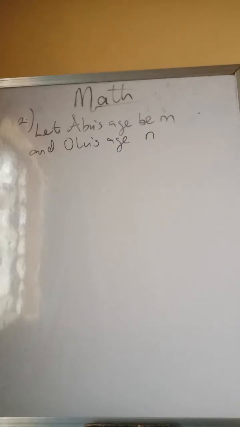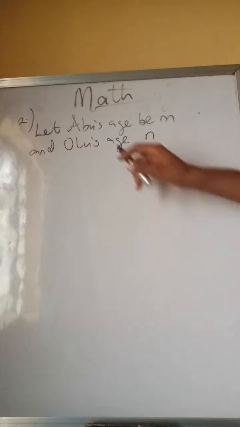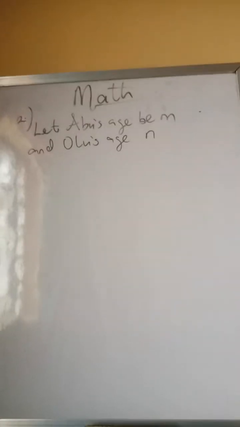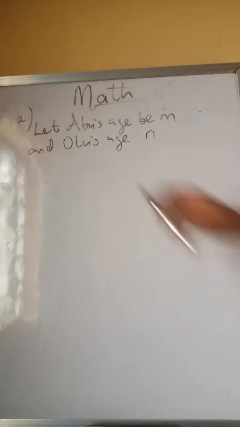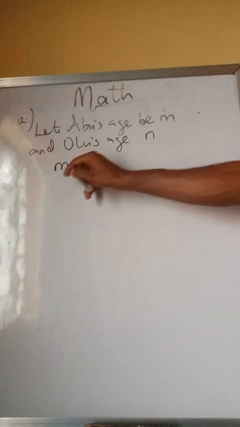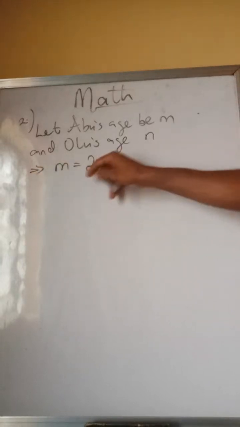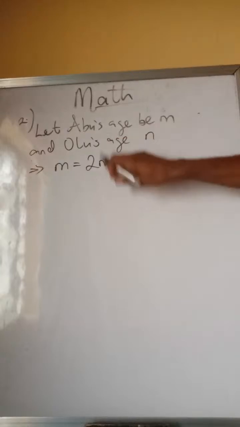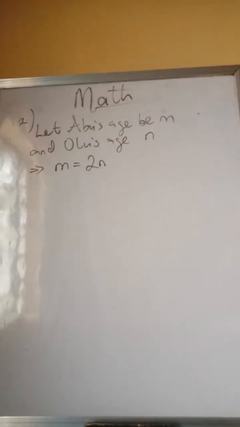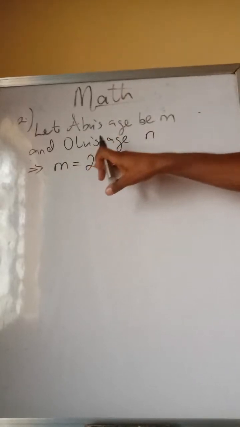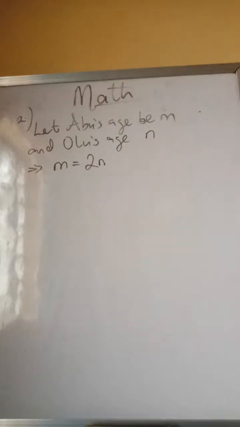So if that's the case, the first statement says Abu is twice as old as Olu. That means if Abu is M, then Olu will be... that means Abu's age is 2 times Olu's age.